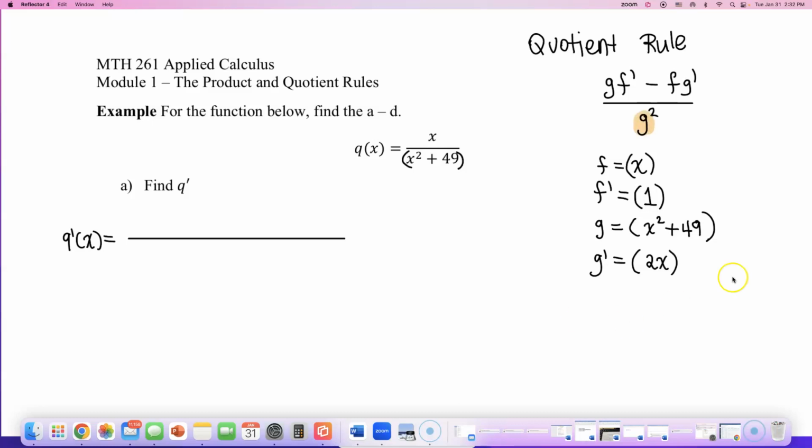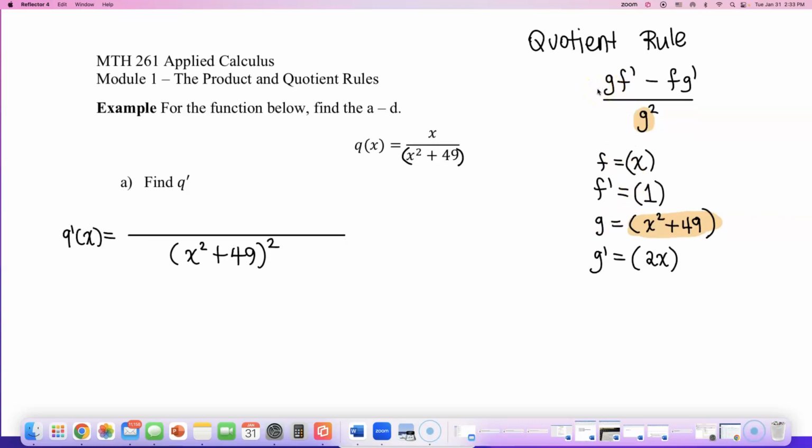They're saying do g squared. So where's g? Aha, g is right there. g is this orange highlighted binomial. So do x squared plus 49 squared. All right, let's go to the top of the fraction. The first thing that I see on top of the fraction is g. So put that there, and that is that orange highlighted x squared plus 49.